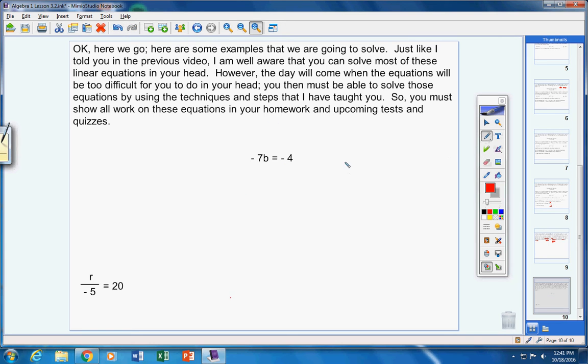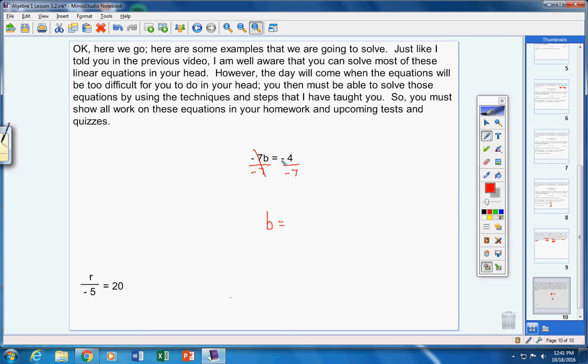This is not 2 terms right here. This is 1 term. So you cannot just split up the term by moving the 7 over. You have to use opposite operations. So what is the negative 7 doing to the b? It's multiplying. What's the opposite of multiply? Divide. What number are you trying to get rid of? Negative 7. So we divide both sides by a negative 7. These cancel, leaving you with b equals.